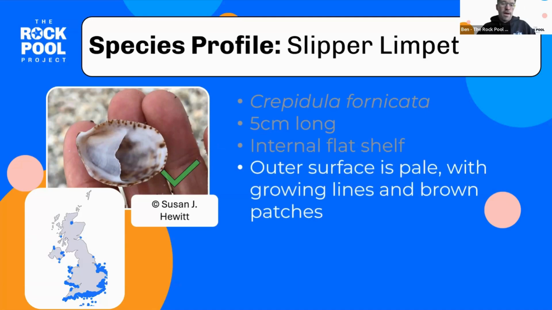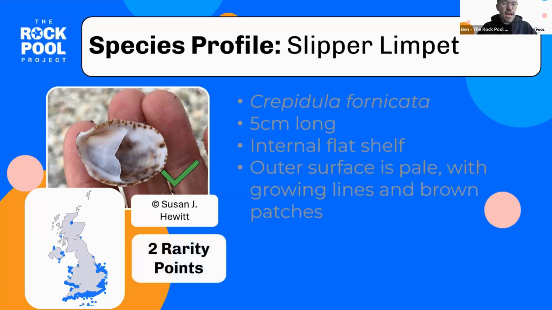And the outer surface is pale. It's got growing lines and brown patches over it. There isn't really any species, I would say, that looks similar to this species in this country, so it should be pretty safe to identify. It comes originally from the eastern coast of America and all the way down to the Caribbean, and you often find it in stacks. Basically, they stack up on top of each other. I'm not 100% sure why they do that. Do you know why they do that stacking behavior, John?